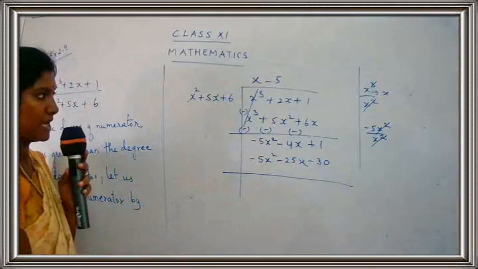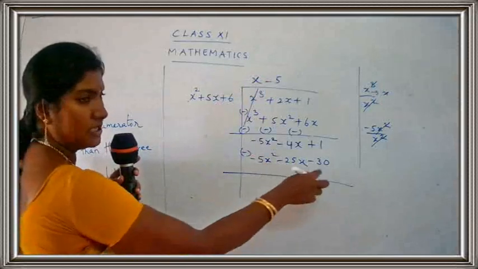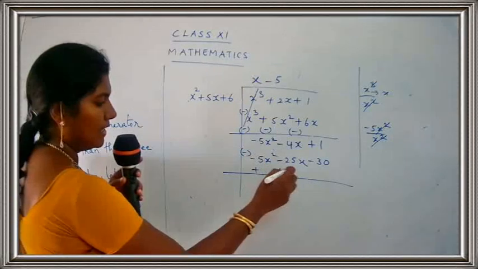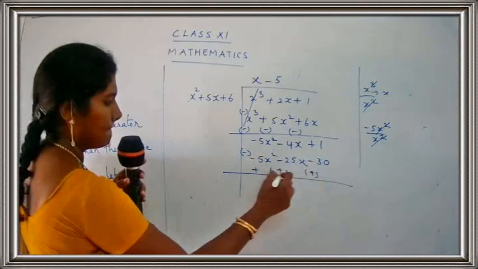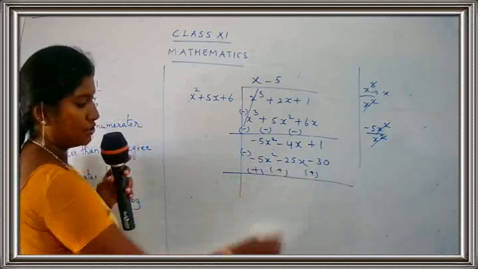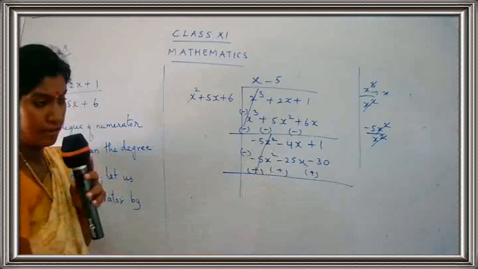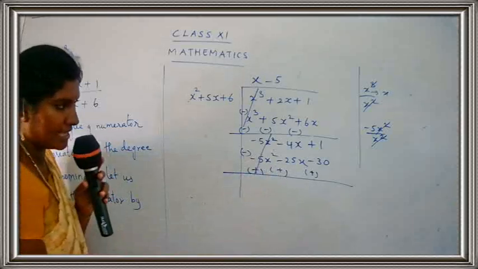Okay children, be careful with the sign. Now the main sign is minus, so you are going to change all the signs. Minus changes to plus, minus changes to plus, minus changes to plus. So minus 5 plus 5 gets cancelled.